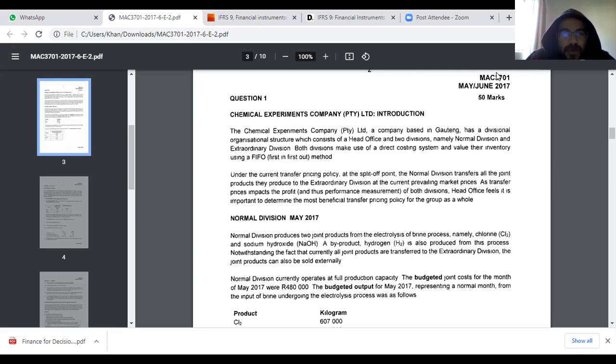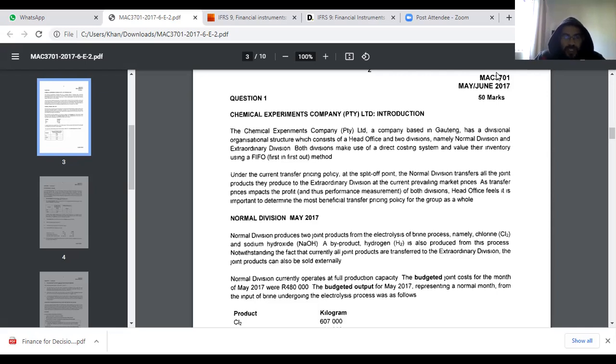So there's a chemical experiments company, a company based in Gauteng, has a divisional organizational structure which consists of a head office and two divisions, namely normal division and extraordinary divisions. Both divisions make use of a direct costing system and value the inventory using a first in, first out method.